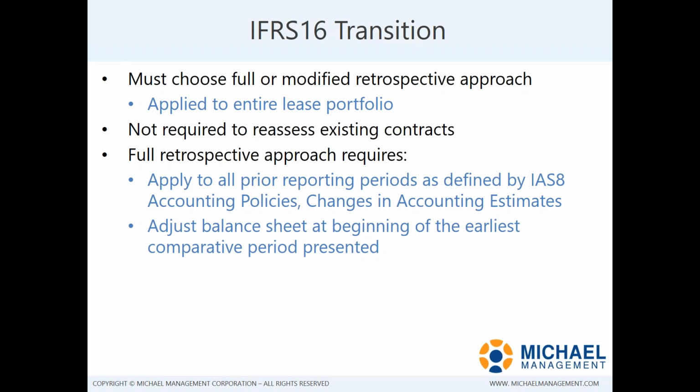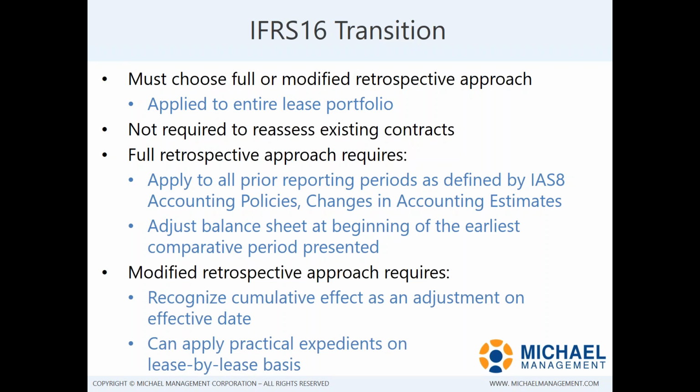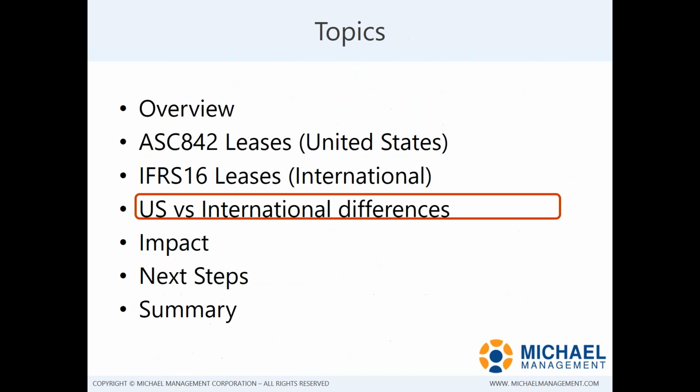Again, some more words around that retrospective approach. If you do take the full retrospective, you're applying it to all the prior periods because this is a change in accounting estimates. And you're going to adjust your balance sheet for these changes at the beginning of the earliest comparative period presented. Modified, as I said, means it's a cumulative effect adjustment at the effective date, and you can reduce what the impact of that is by applying the practical expedient on a lease-by-lease basis.